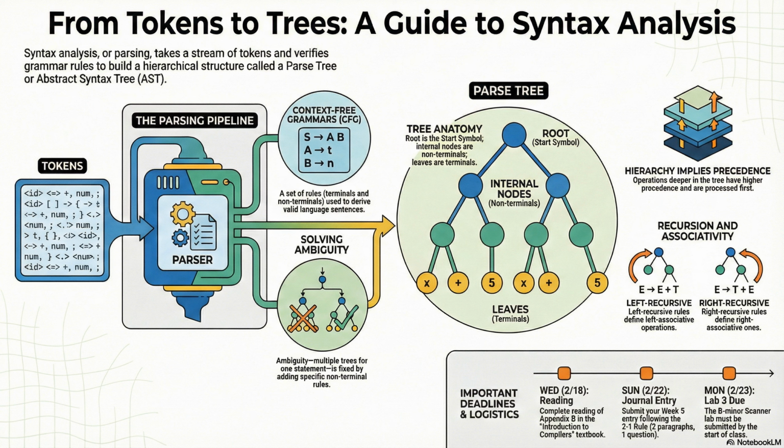If your grammar allows both trees to exist, your compiler is essentially flipping a coin to decide how math works. That is terrifying. But math is one thing. The notes mention something called the dangling else. That sounds like a cliffhanger in a bad soap opera.